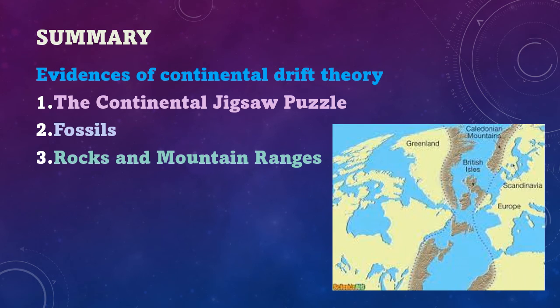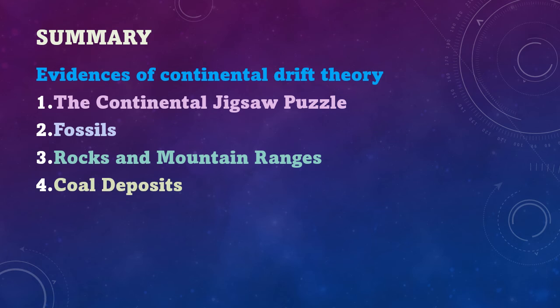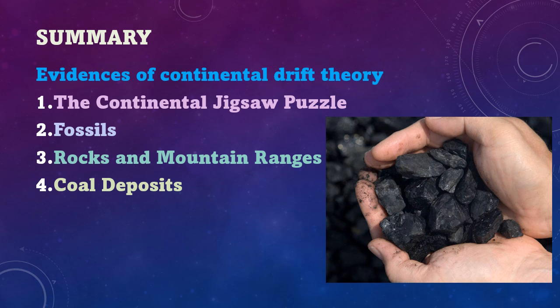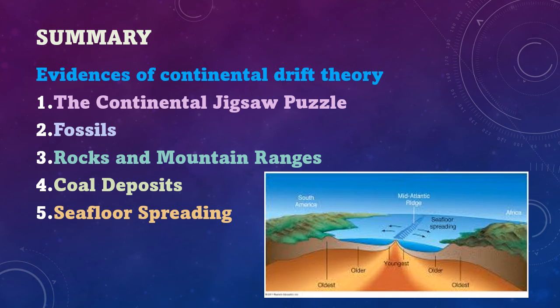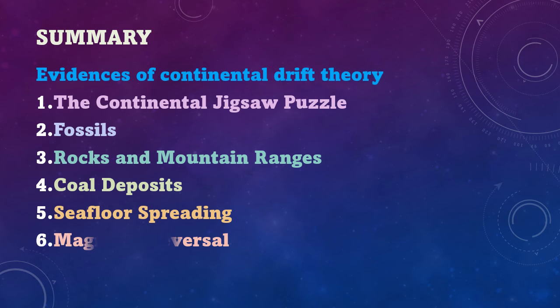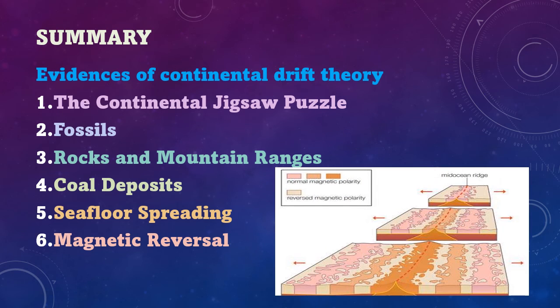Rocks and mountain ranges. Rock structures and formations are the same from one continent to another. The coal deposit. Coal deposits are found in Antarctica. Seafloor spreading at the mid-ocean ridge. And magnetic reversal, also because of the changing magnetic field of the Earth.